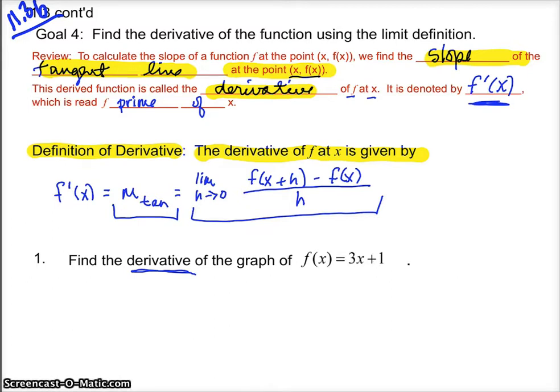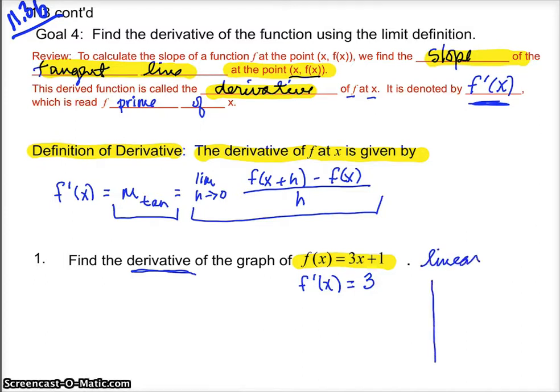So the derivative of f of x is 3. So if you got that correct, you can move on to number 2. But if you did not, I'm going to discuss it now. So remember that the derivative is the slope of the tangent line. So I'm looking for the slope of this function. So the first thing I'm going to ask myself is what type of function do I have here? I know that 3x plus 1 is linear.